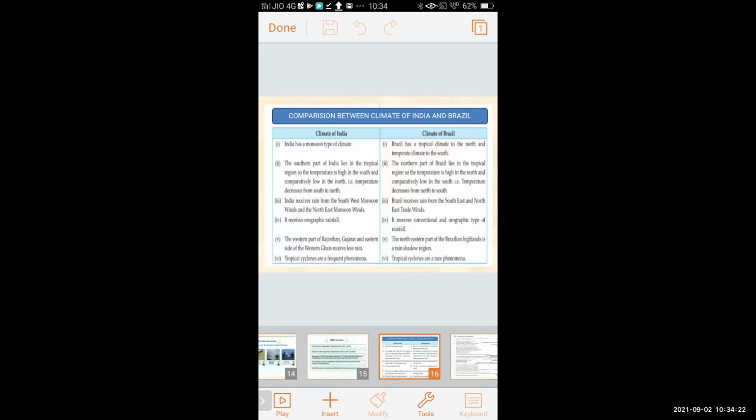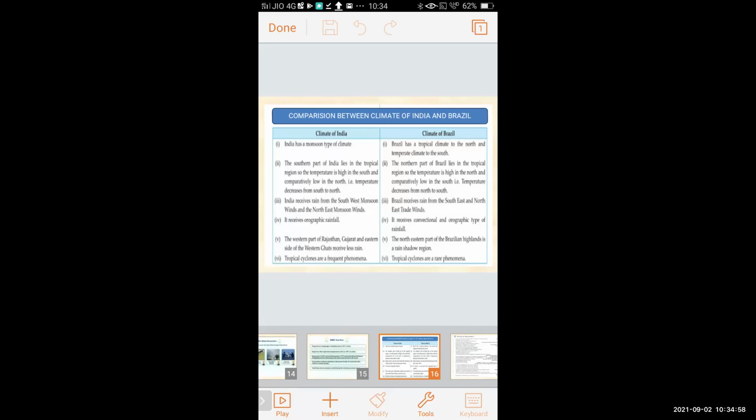And the climate of Brazil, in short, we see. Brazil has a tropical climate to the north and a temperate climate to the south. The northern part of Brazil lies in the tropical region, so the temperature is high in the north and comparatively low in the south, that is, temperature decreases from north to south. Brazil receives rainfall from the southeast and the northeast trade winds. Brazil receives convectional and orographic type of rainfall. The northeastern part of the Brazilian highland is a rain shadow region. Tropical cyclones are a rare phenomenon in Brazil.